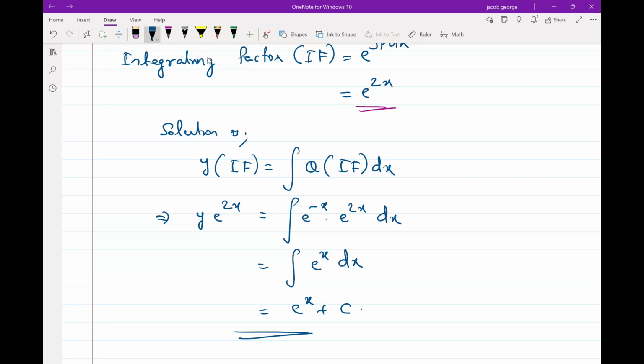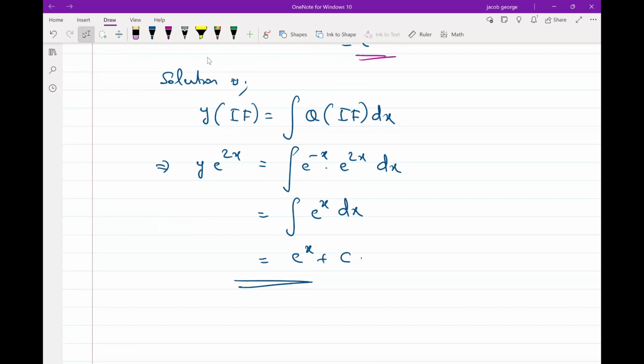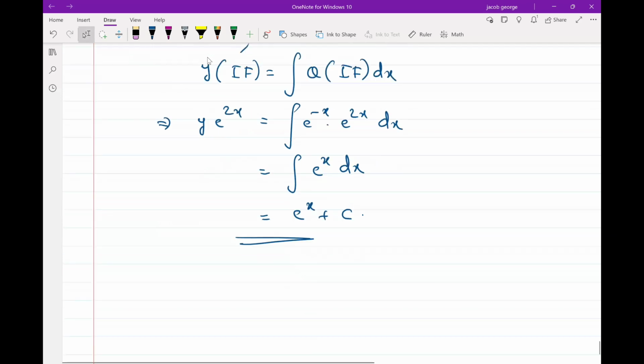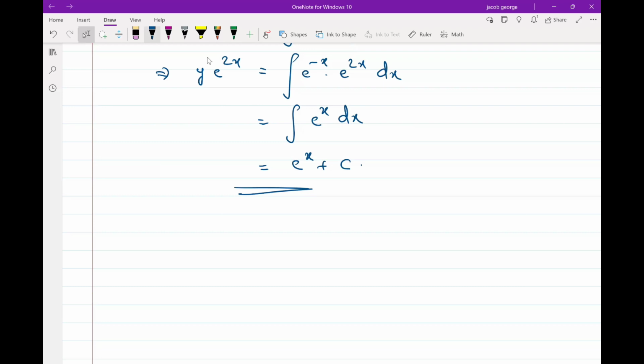Next question. Solve dy by dx minus y by x is equal to 2x square. Dy by dx minus y by x is equal to 2x square.